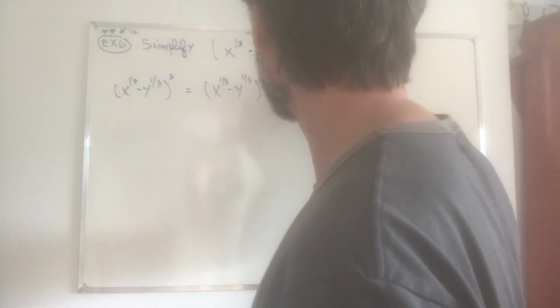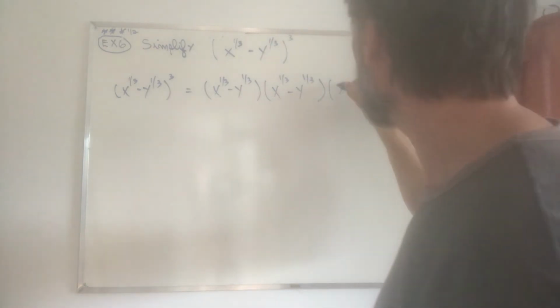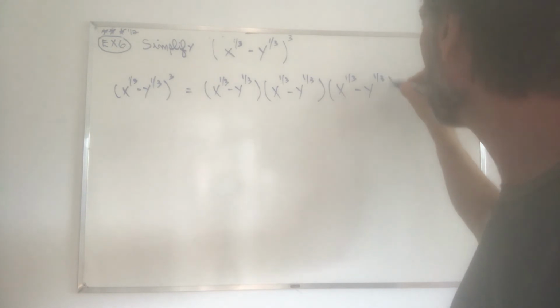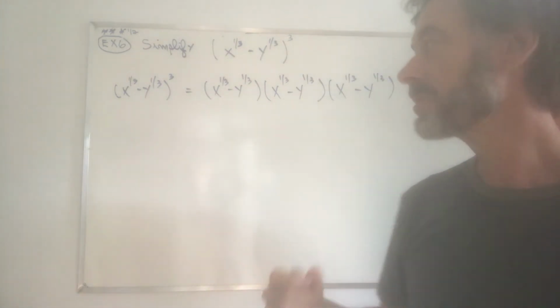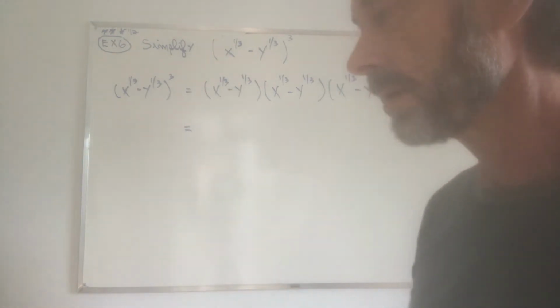times itself, right? It's got to be multiplied by itself 3 times because that is exactly what the power of 3 stands for. Got to multiply this 3 times by itself. All right, so I'm going to start by taking care of the first 2.